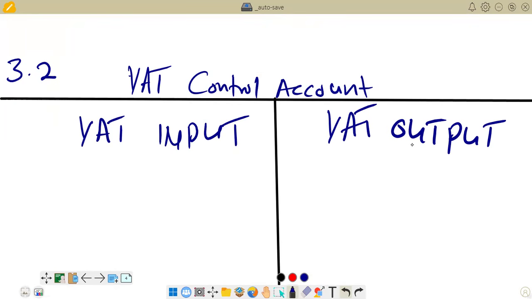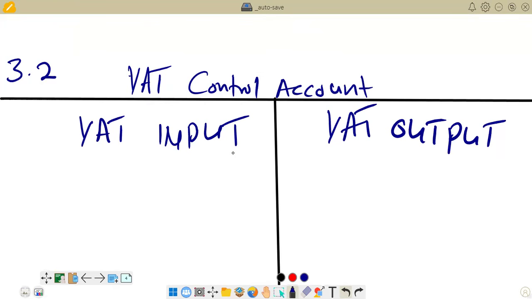VAT output is when we are selling goods as a business, or we are receiving money as a business. Whenever we are receiving money as a business, the VAT component inside that total VAT-inclusive amount is VAT output. Then VAT input is when we are purchasing goods. So basically, when money is going out of the business, when we are purchasing, that's when we are going to have VAT input. Elements that we can put under VAT input are purchases, and also sales returns, which we also classify under VAT input.